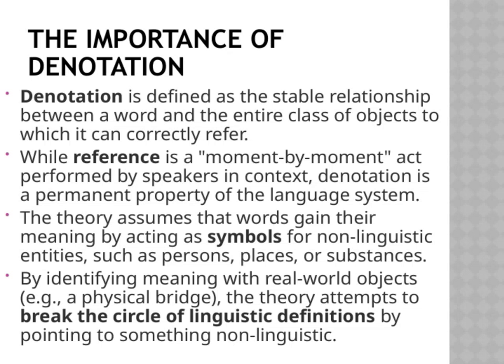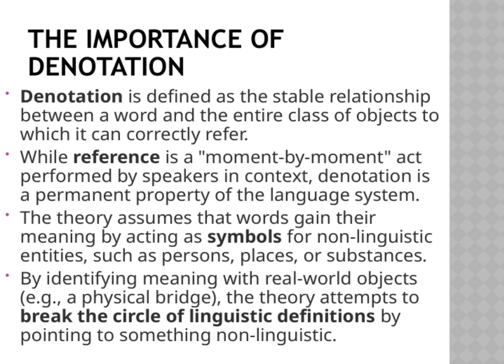Let's take a closer look at denotation. Essentially, denotation refers to the stable relationship between a word and the entire class of objects it can correctly refer to. It's like a fixed link that doesn't change from one context to another. In contrast, reference is more of a moment-by-moment act, something speakers perform in specific situations. It's dynamic and depends on the context in which words are used.